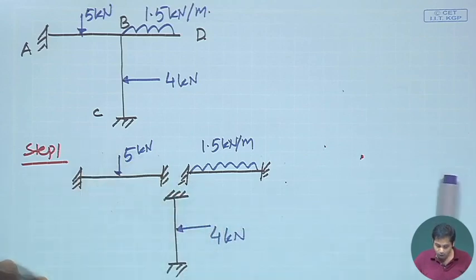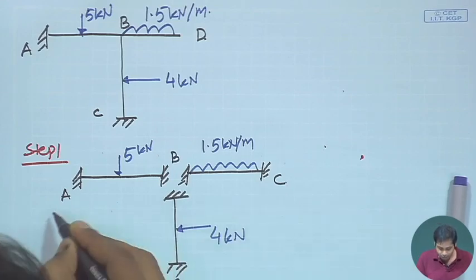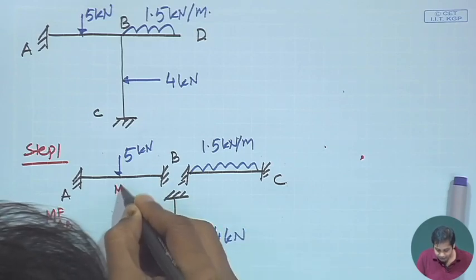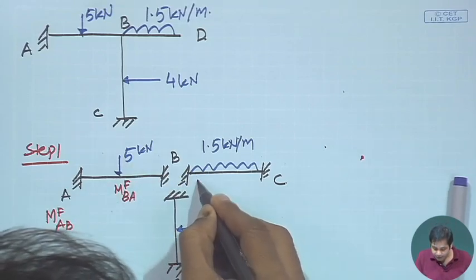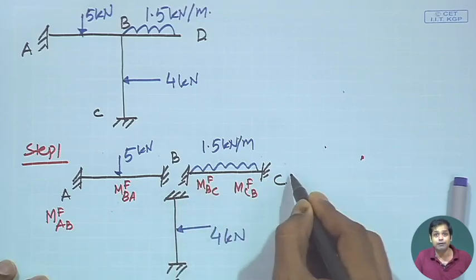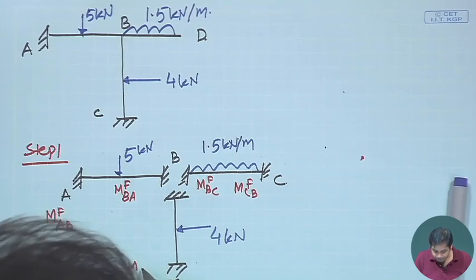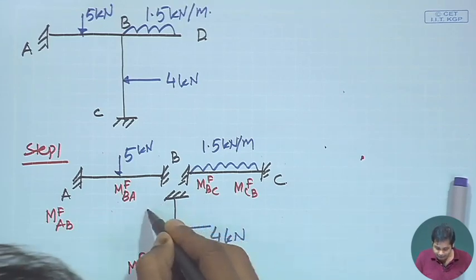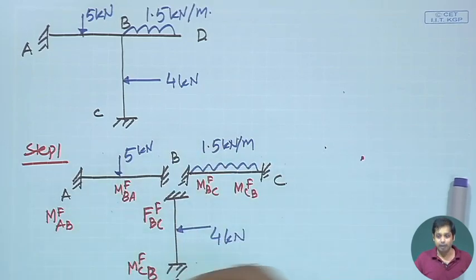So, we can find out all these. This is A, B, D and then C. So, we can find out MABF and then MBAF. These are the fixed end moments for AB, then MBCF and MCBF. These are the fixed end moments for BC, and then similarly MCDF, MDCF, the fixed end moments for CD. Okay. So, we know how to determine all these fixed end moments.